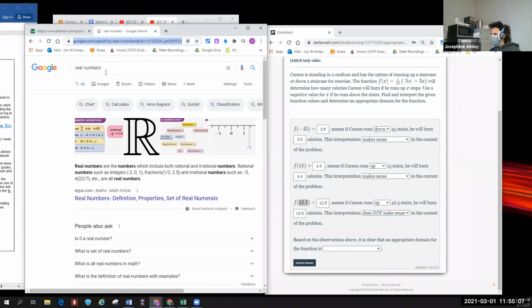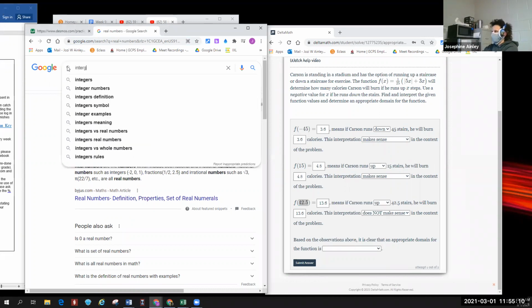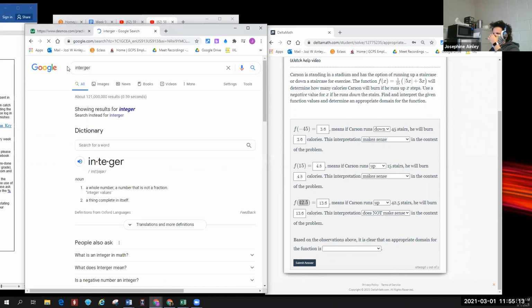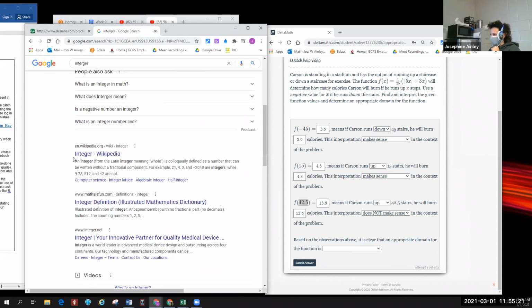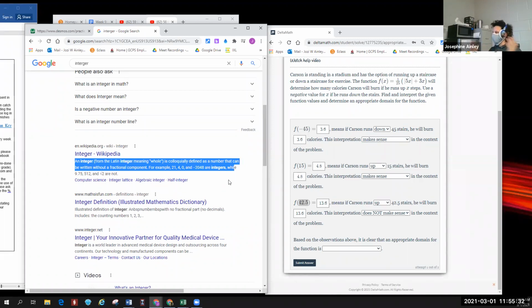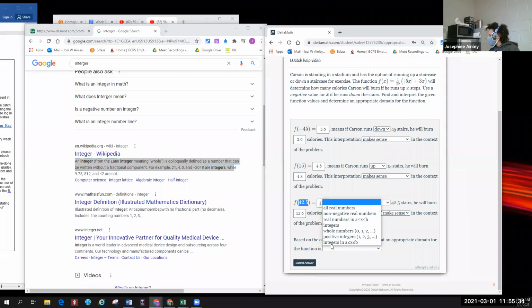Integers, okay, so you're not sure what integers means. So we type, what is the official definition for integers? Integers is all numbers not including zero, if I'm not wrong. A whole number, a number that's not a fraction. An integer is defined as a number that can be written without a fractional component. For example, 41 and 40, these are all integers. So integers is any whole number including zero, all right? And then whole numbers is 0, 1, 2, 3. Positive integers is 1, 2, 3. And then integers would be any whole number within your constraint.